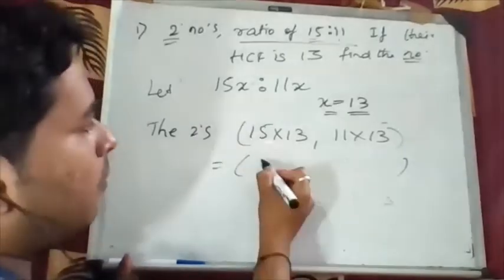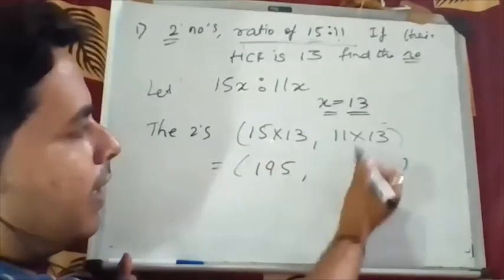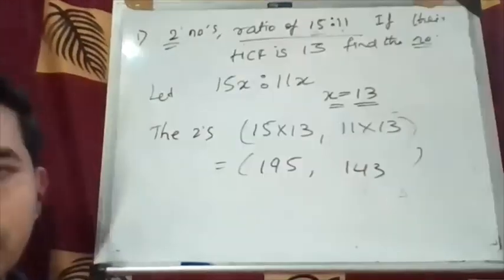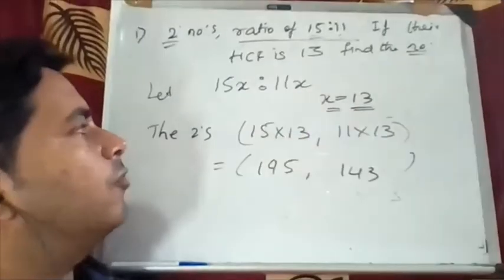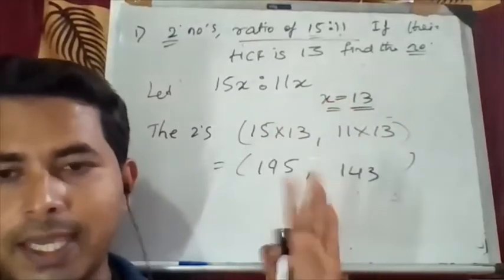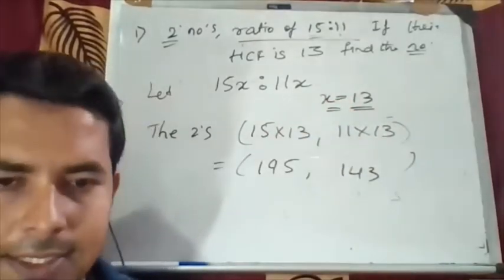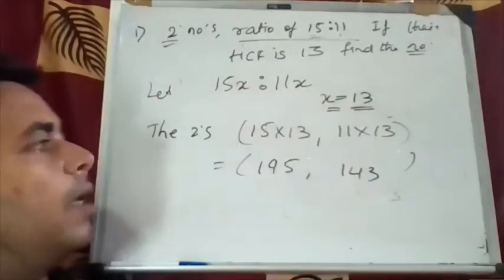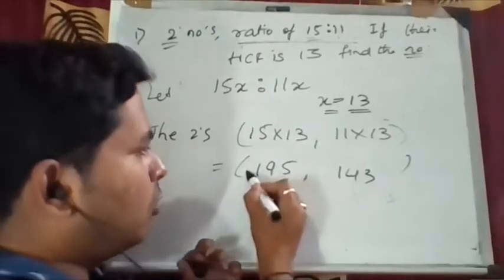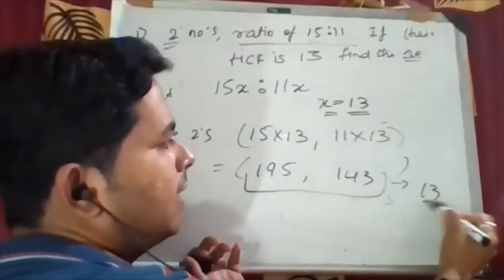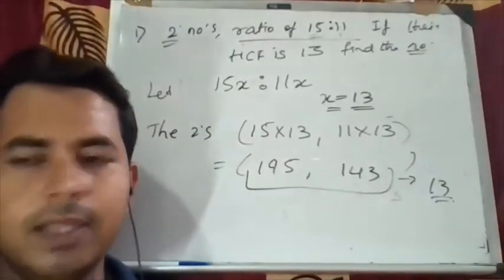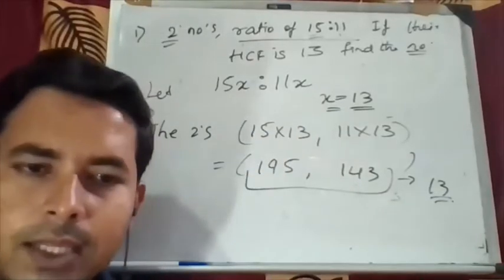So one number will be 195 and another one will be 143. It's a simple one. If they say two numbers are in a ratio and the HCF is given, take the HCF as x, that is 13, and multiply it with both the numbers, and you'll get those two numbers. If you find the HCF of these two, it will be 13 only. So this is how you have to approach.